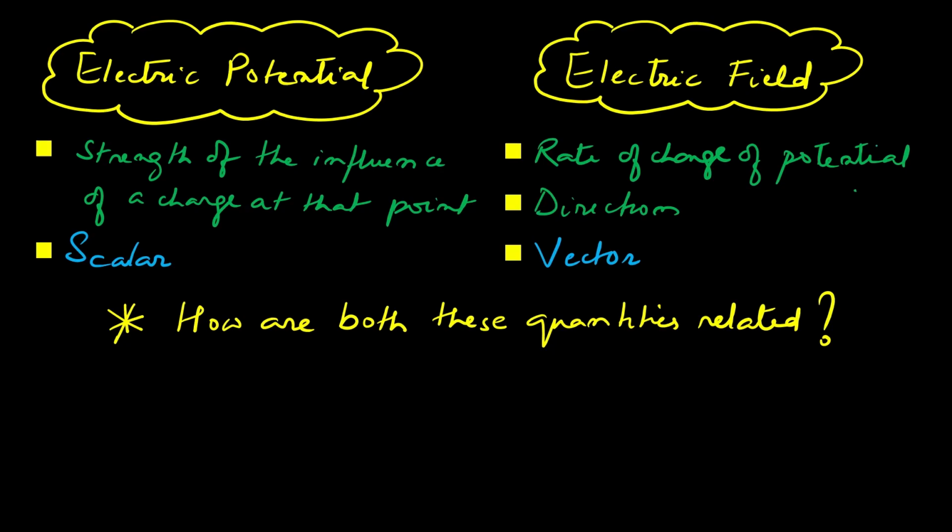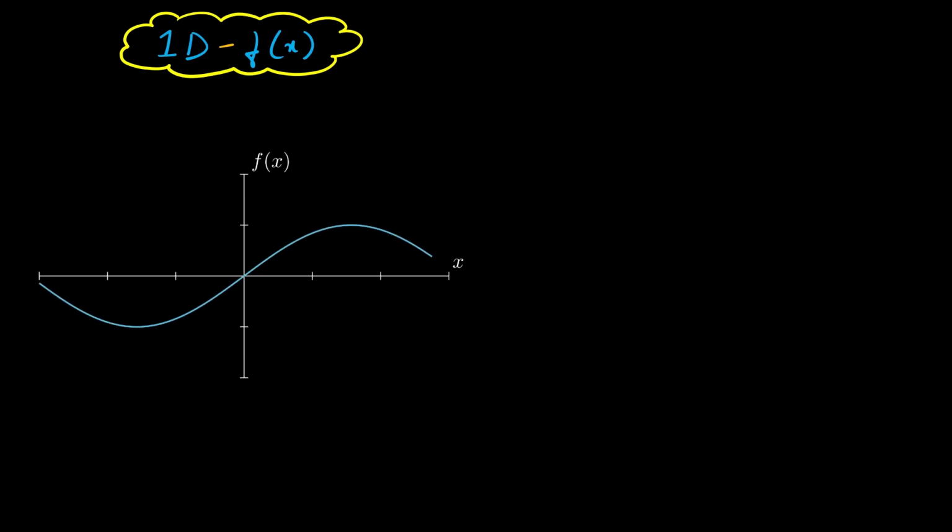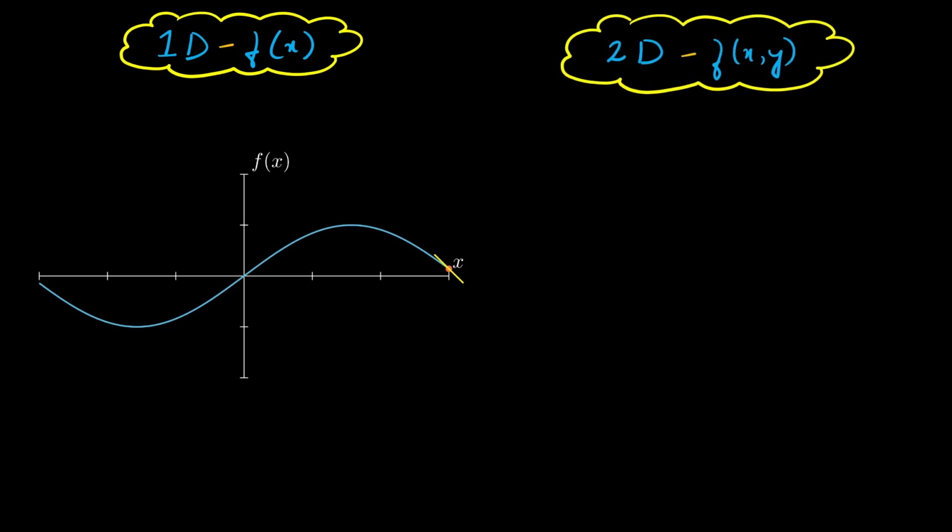To understand this, let us discuss some basic concepts of calculus. Let us consider a function f which depends only on a single variable. We can take the example f of x equals sine of x. Now, if I try to plot the graph of f as a function of x, then the graph will look like this. Now, if I try to take the derivative at each and every point, then it will look like a tangent at that point.